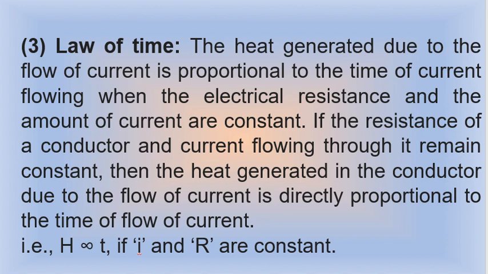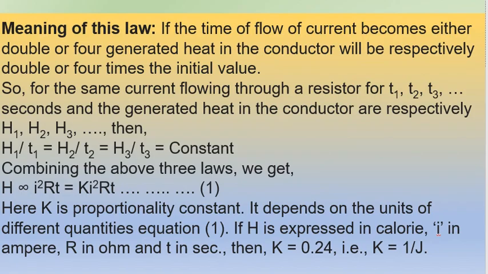Here, H is proportional to time. That means the generated heat will depend on how long the current flows through that conductor. The more the time for which current flows, the more will be the generated heat if current I and R remain constant. Now, meaning of this law.